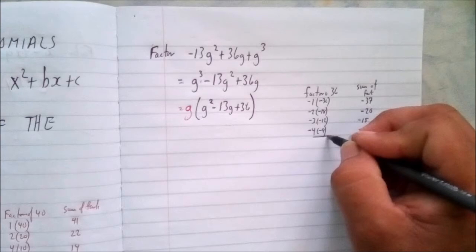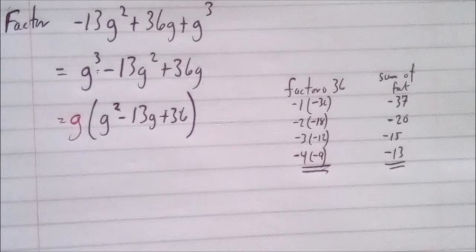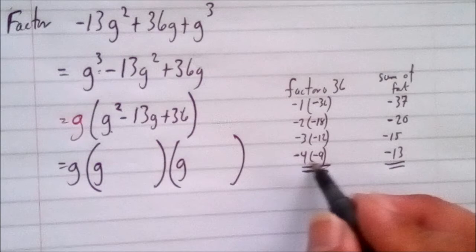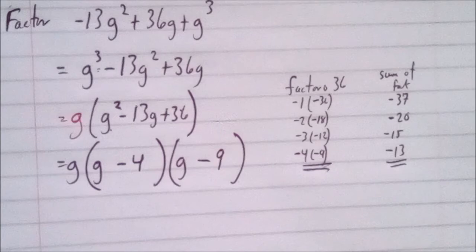So let me zoom in again. We have now g, that's the outside g. And this g comes from saying g times g. We have negative 4, negative 9. The negative 9 could come to your front, negative 4 could go to your second. And that's our solution for that particular problem. So that should not be difficult for us to work out. And then we will come to our next type of examples.